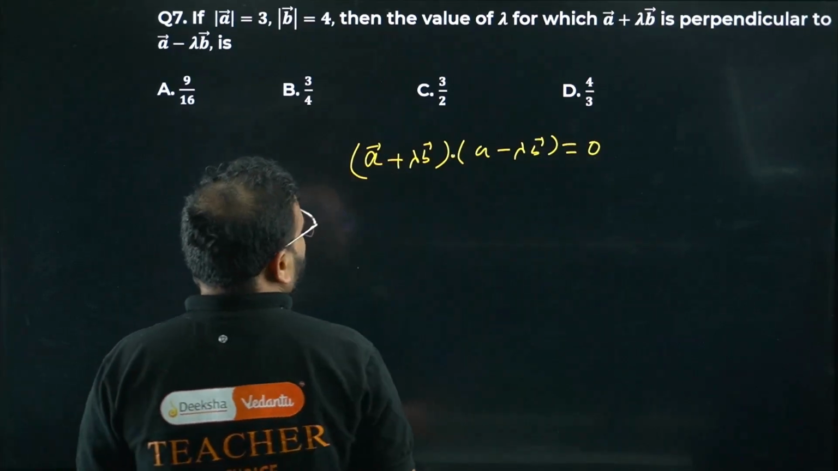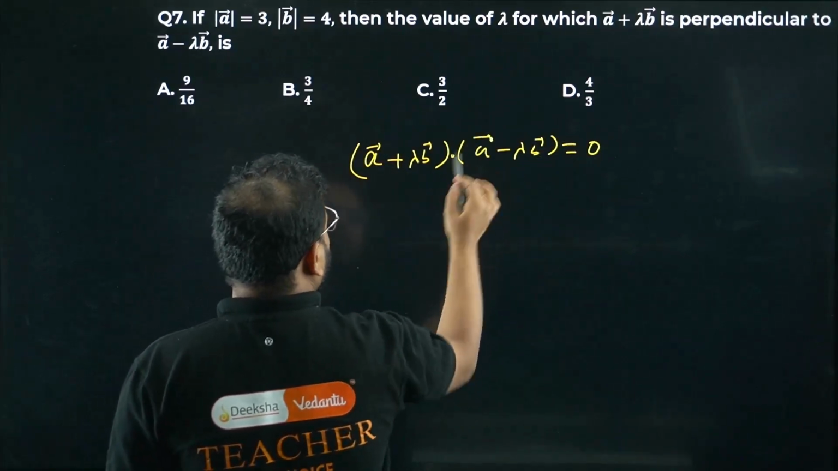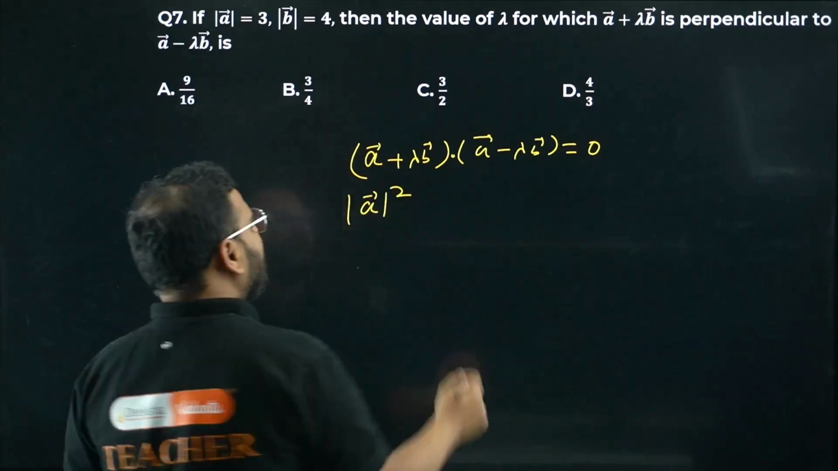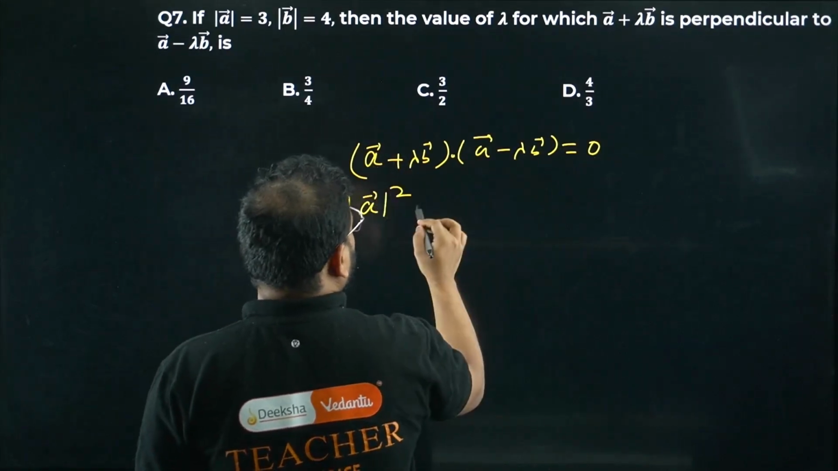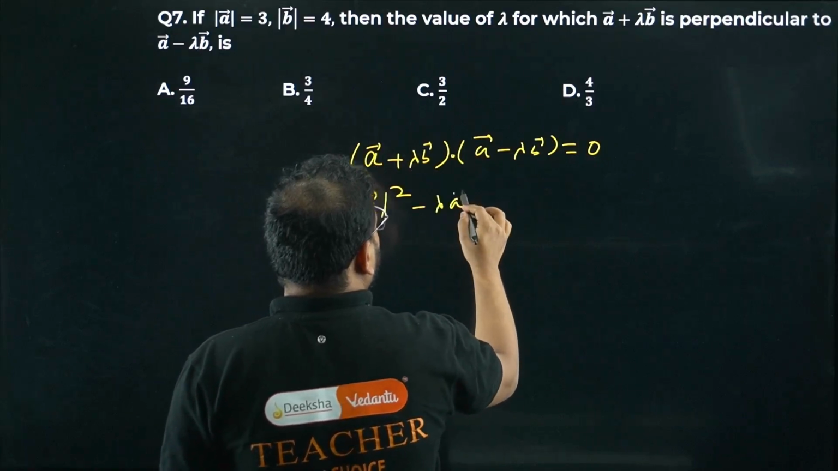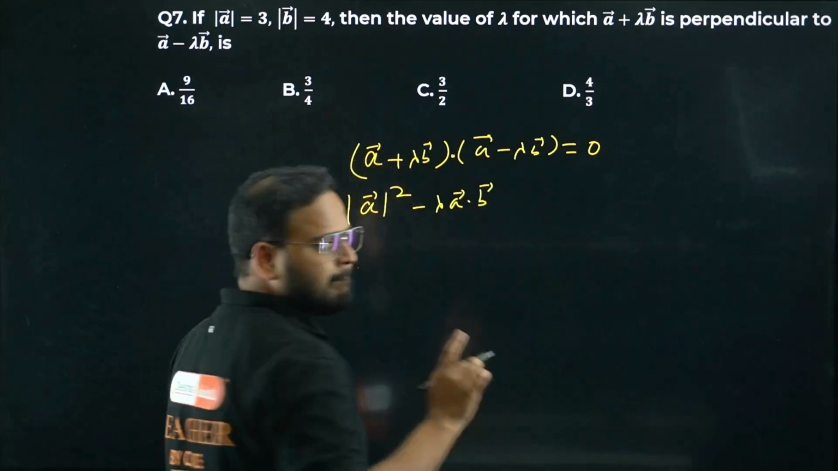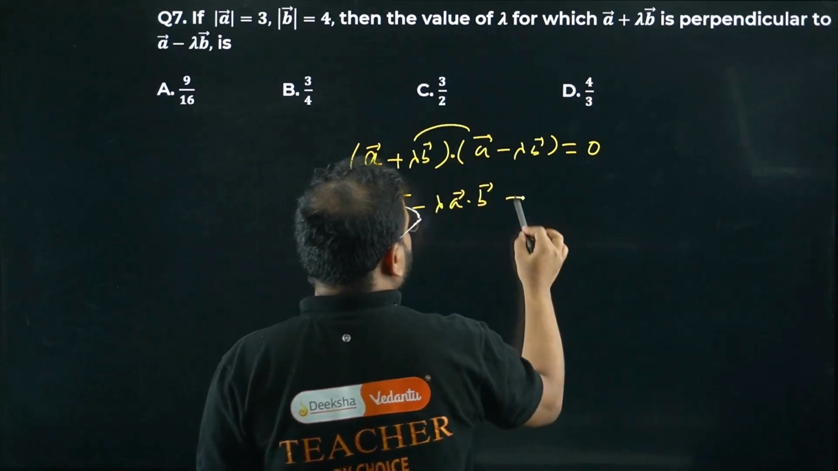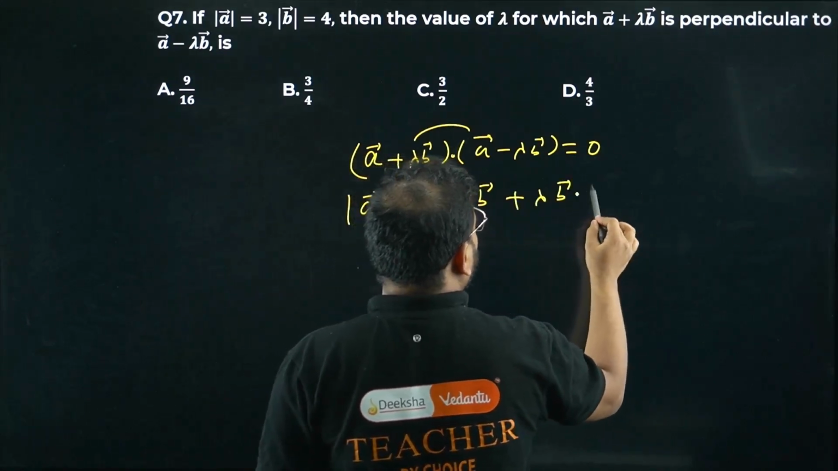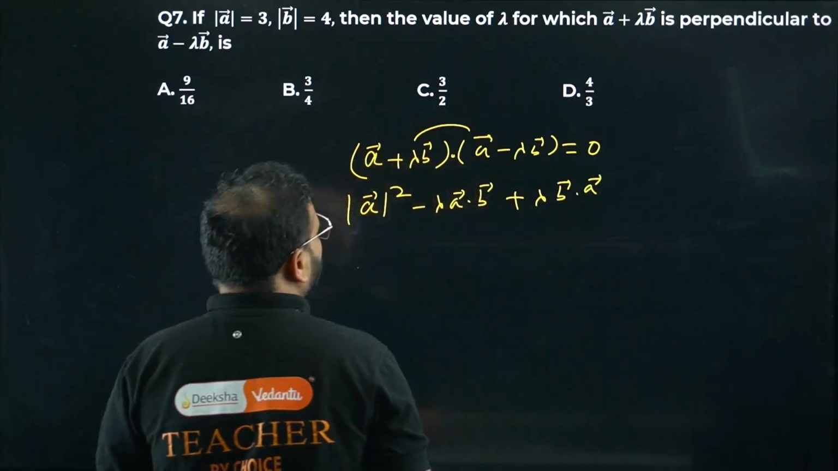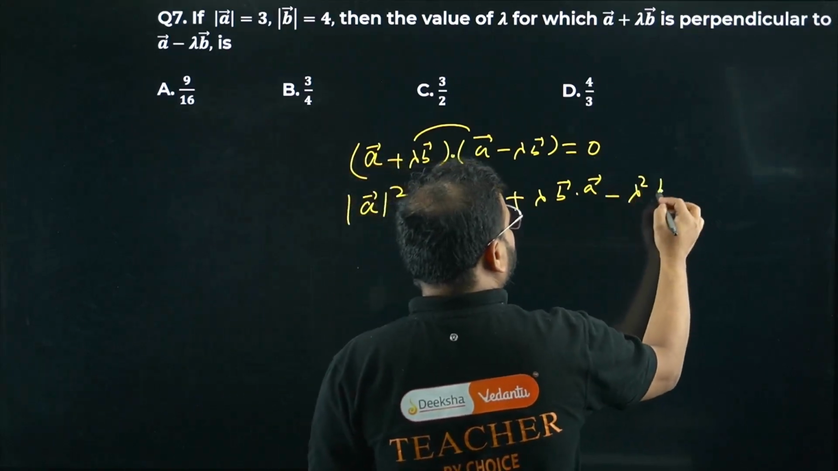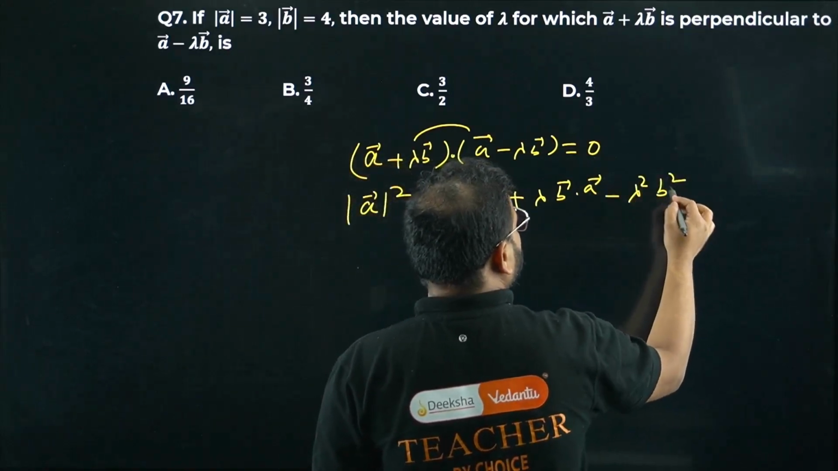Dot is there, right? So A dot A, how much is that? Simply A square, correct? What about this? A dot with this I get minus lambda A dot B, correct? What about this now? Lambda I multiply with this, I get here plus lambda B dot A. Now the last term, lambda B times lambda B will become minus lambda square B square, equals to 0.